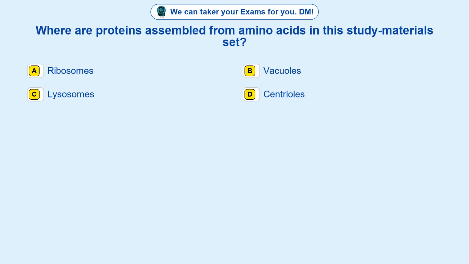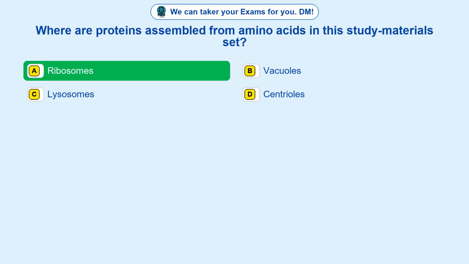Question 9. Where are proteins assembled from amino acids in this study materials set? Option A, ribosomes. Option B, vacuoles. Option C, lysosomes. Option D, centrioles. The correct answer is option A. Ribosomes.